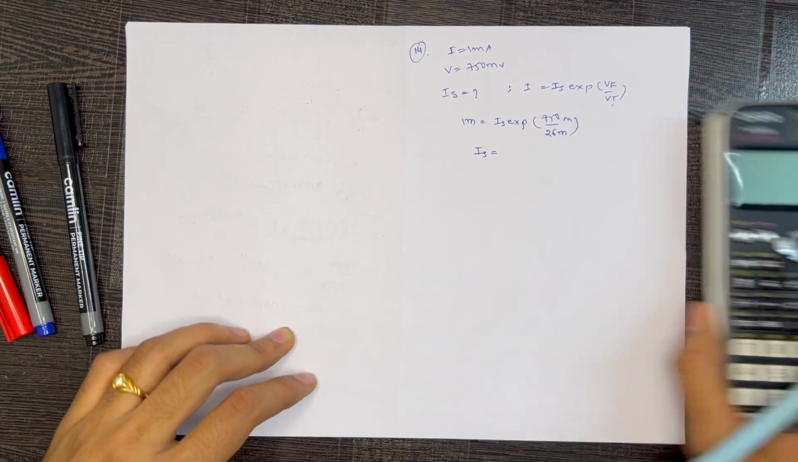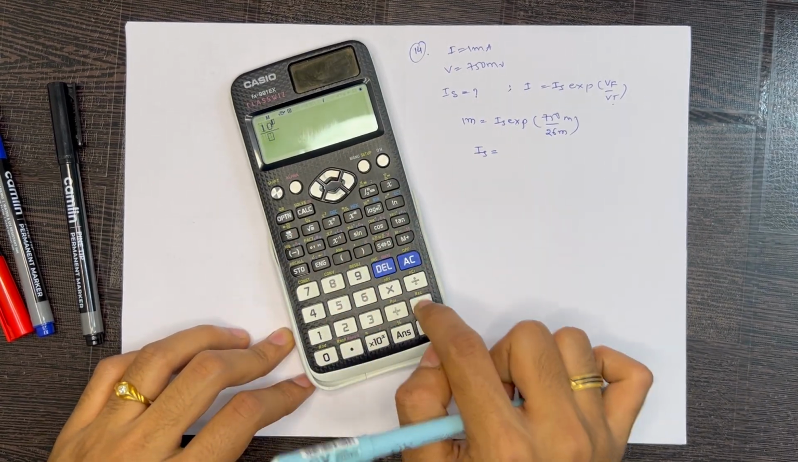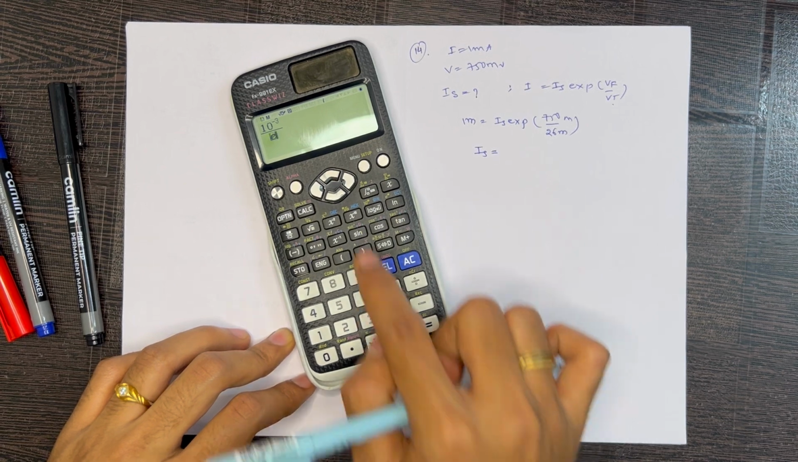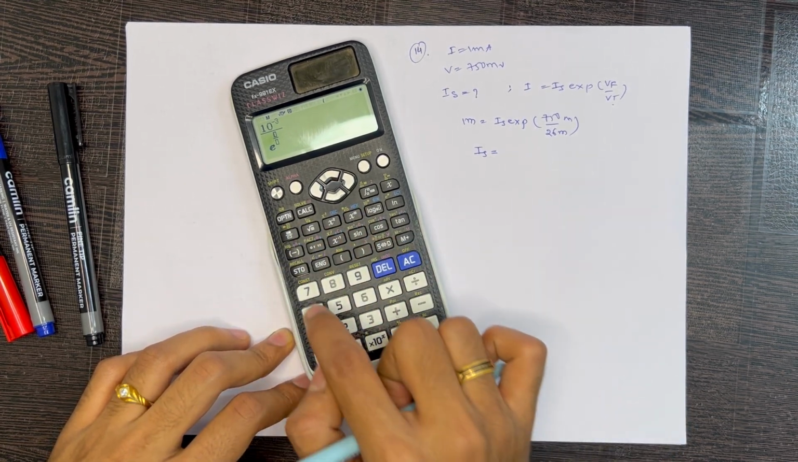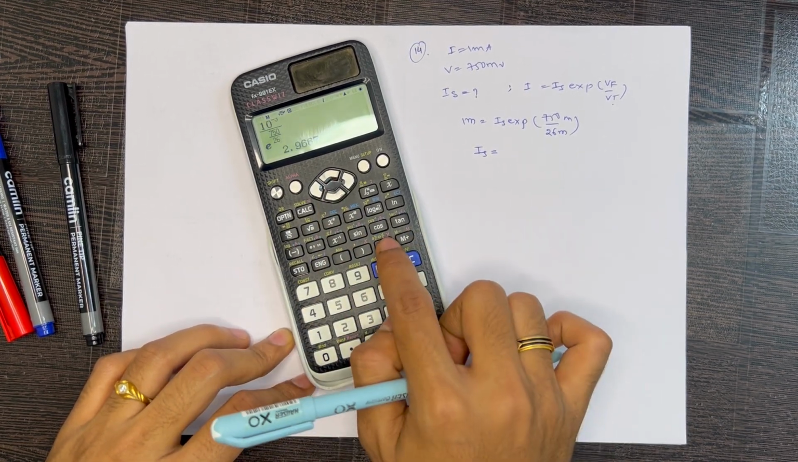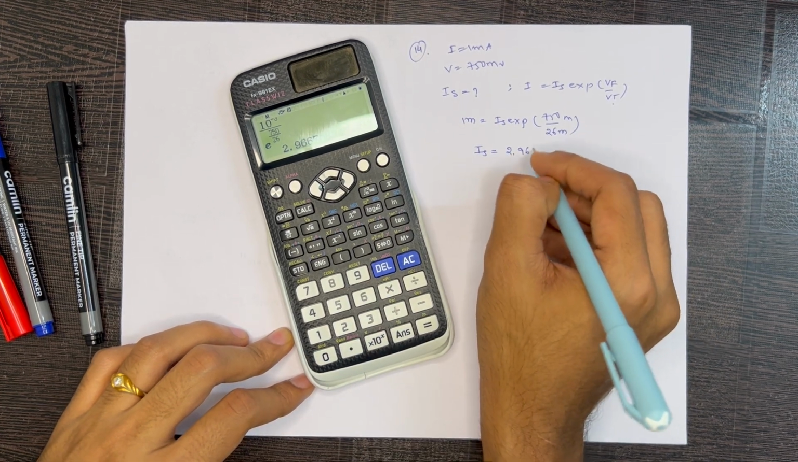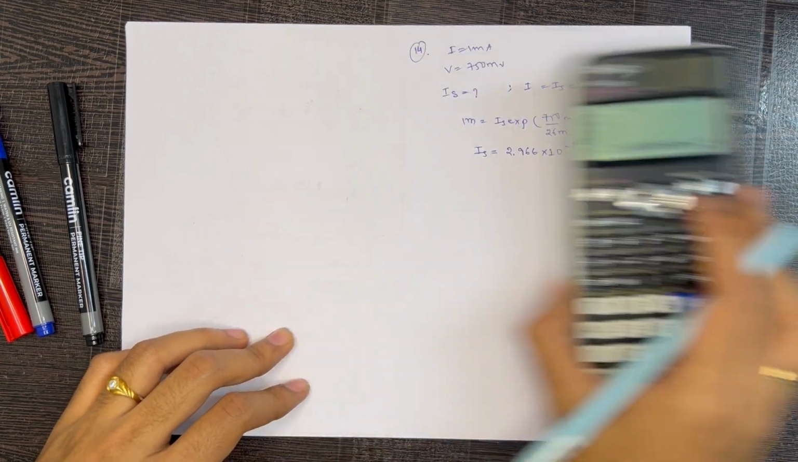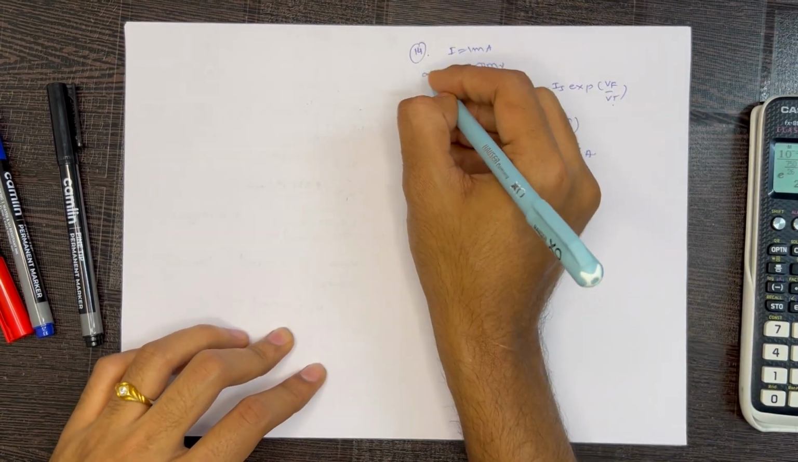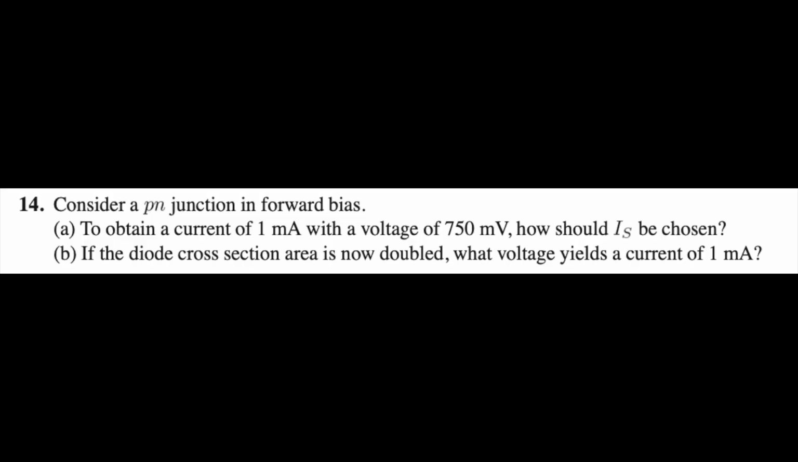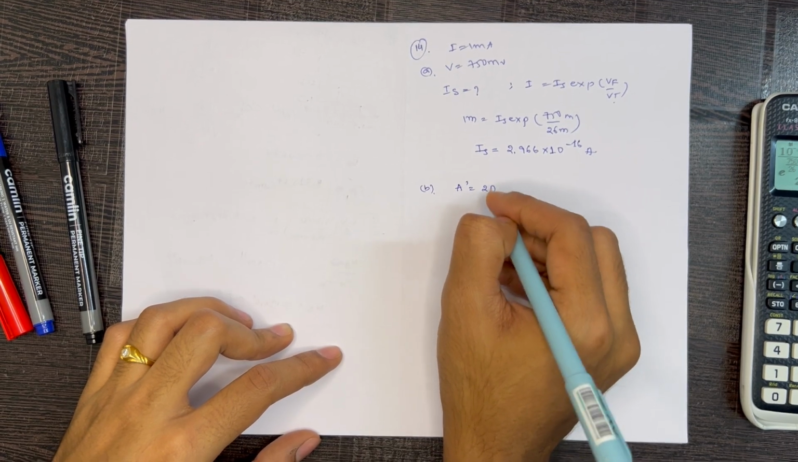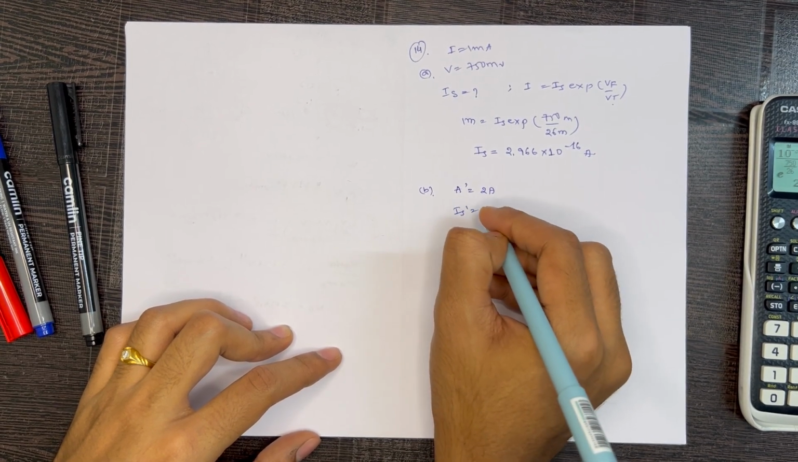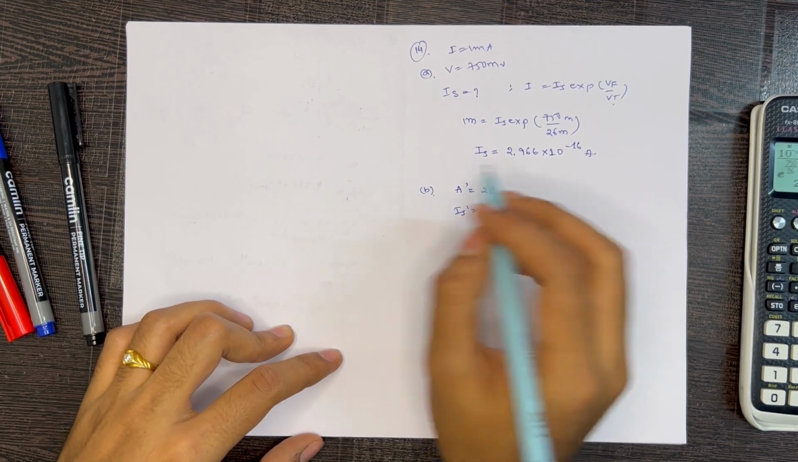IS will be 10 power minus 3 by exponential of 750 by 26. It's 2.966 into 10 power minus 16 ampere. This is part A. Now let's do part B. They're asking if the diode cross section area is now doubled. They told area has been doubled. That means IS will also be doubled because IS depends upon the area of the cross section.